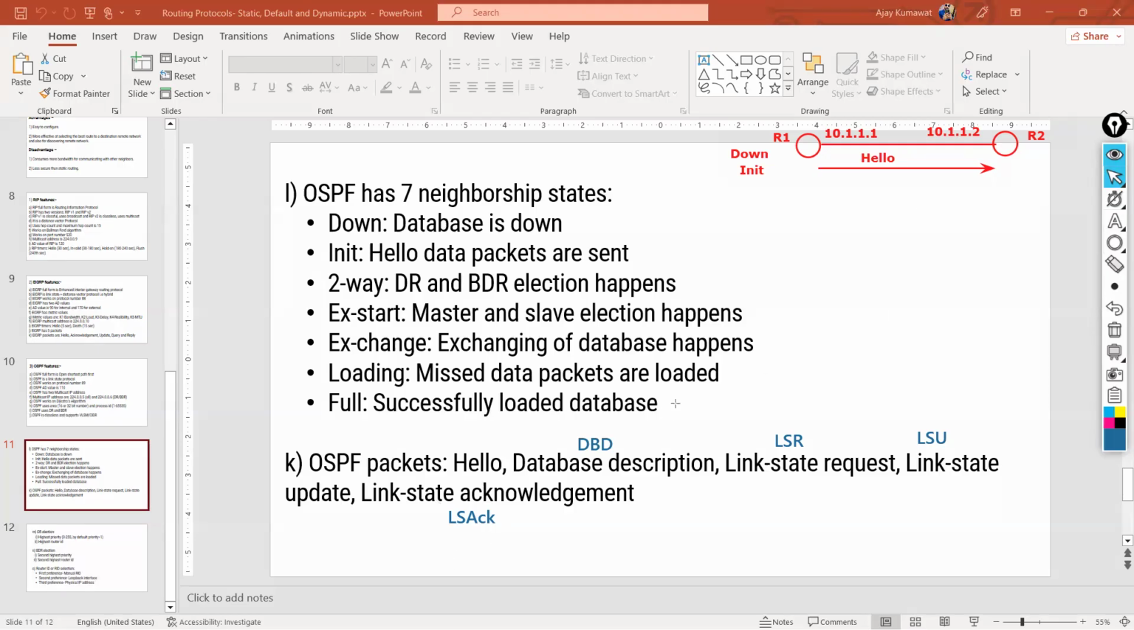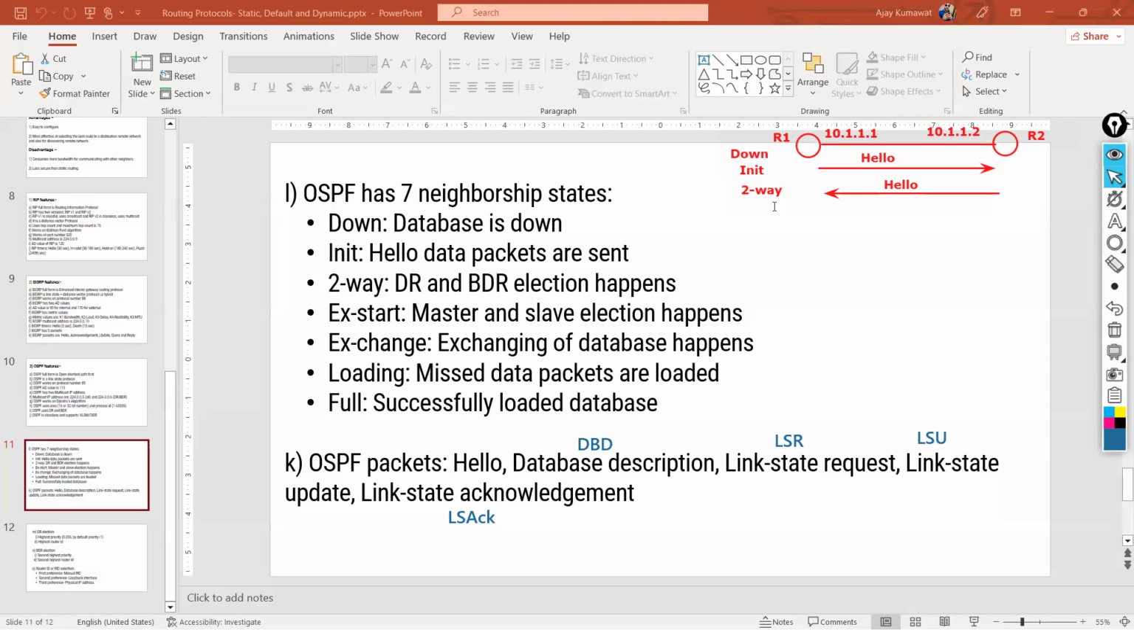Then when you go and configure it on R2, R2 will also share a hello message to discover its neighbors. So R2 will share hello. Now on the R1 side, you have sent and you have received. That means two-way communication has been established. Once two-way communication has been established, the state will change to Two-Way.